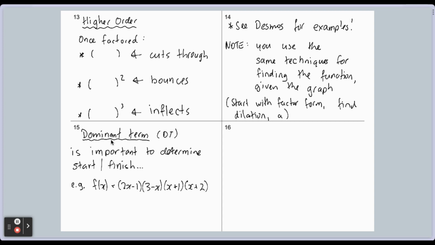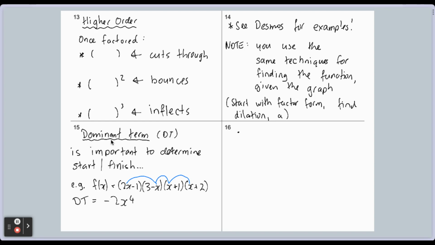So I've got my 4 factors there, and what I do is I say, I don't want to expand the whole lot. I don't need to. I'm just looking for the dominant term. So I just multiply the x terms together. So 2x multiplied by minus x multiplied by x multiplied by x. And that would give me a dominant term of negative 2x to the power of 4.